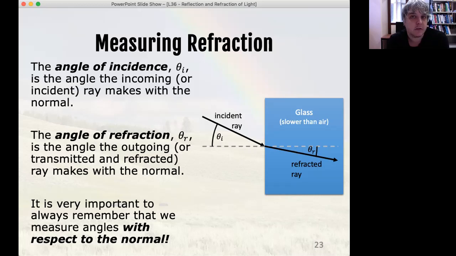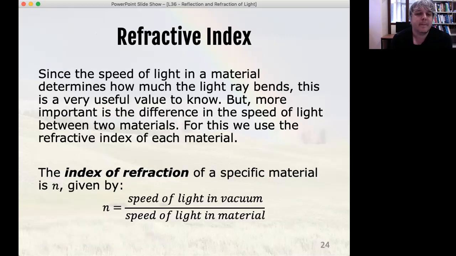For reflection, we had the two angles being exactly the same. The incident and the reflected angles are the same. That's the rule of reflection. For refraction, they are different. We've already talked about that. Different materials means it'll bend towards or away from the normal based on the speed. That speed is given by the refractive index.